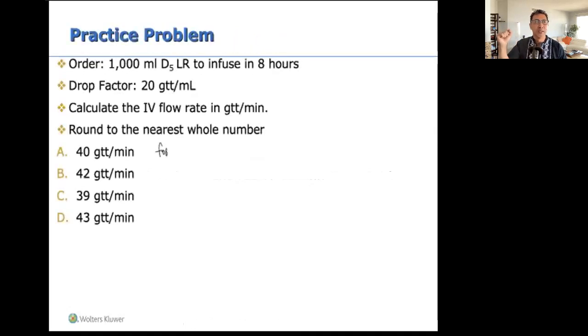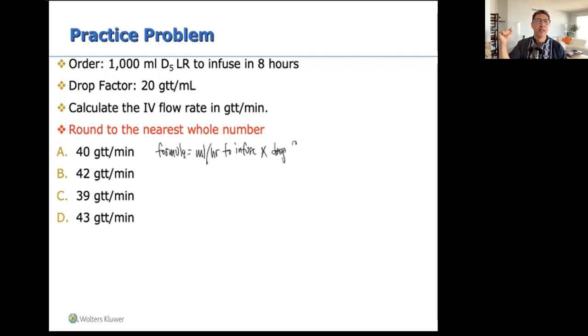Here's another one. The order is 1,000 ml of D5-LR to infuse in 8 hours. I have a drop factor of 20 drips per ml. Calculate the IV flow rate in drips per minute and round to the nearest whole number. Everything you need is in this problem.